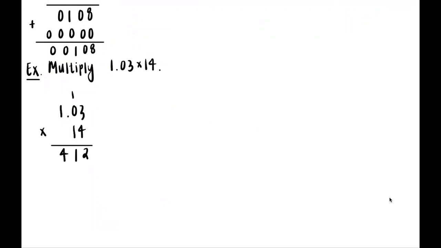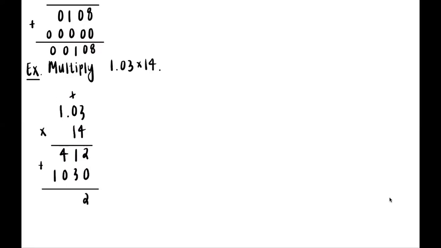So now we're done with that entire column of 4. Now again, we're moving on to the 1, so remember to put your 0. So I have 1 times 3 gives us a product of 3. 1 times 0 gives us a product of 0. And lastly, 1 times 1 gives us a product of 1. So now we add them all up.